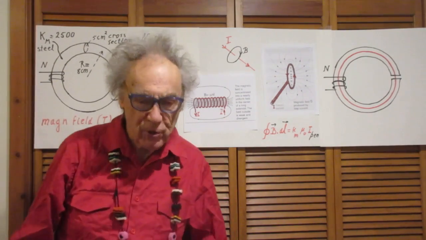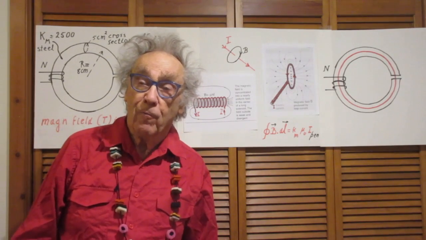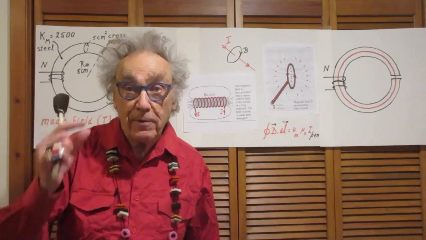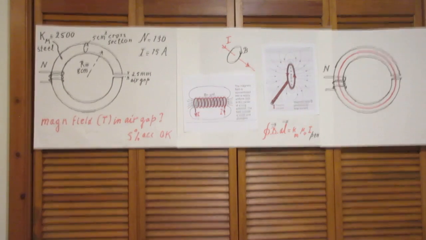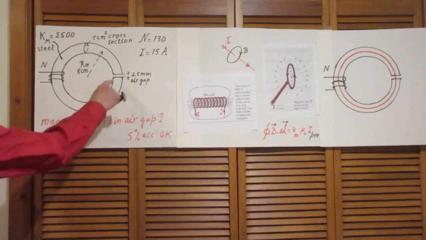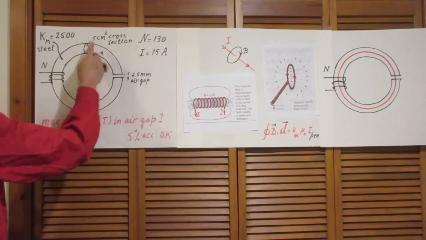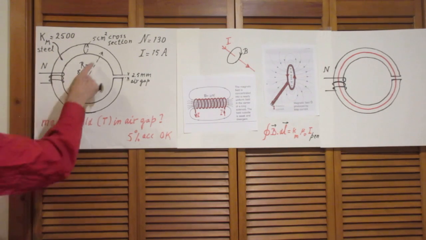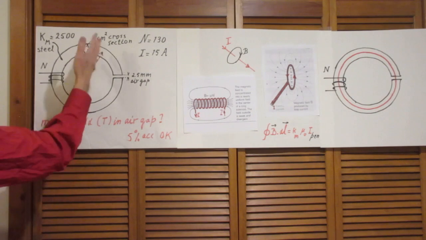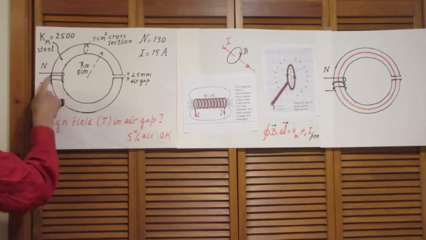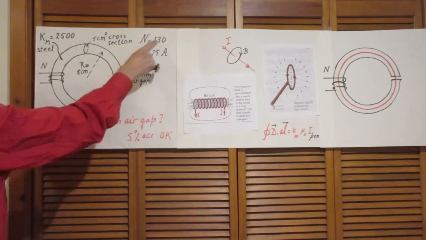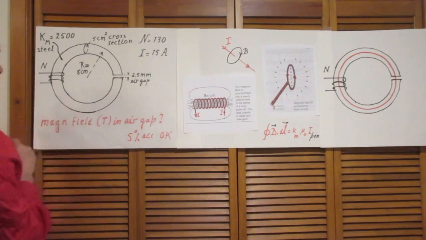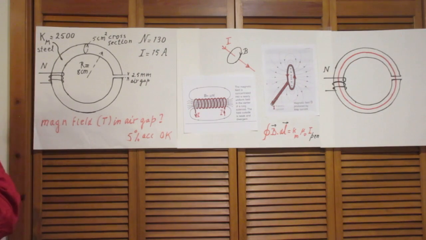Today I'm going to discuss with you the solutions to the problem where we have an electromagnet with a very small air gap. Here is solid steel. It's a cross-sectional area about 5 square centimeters. The relative permeability is about 2500. The radius of this steel is roughly 8 centimeters. There are windings here around the steel, 130 windings, and we draw a current of 15 amperes through these wires. And here is an air gap, about 2.5 millimeters.